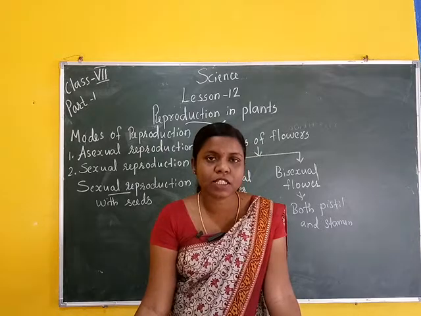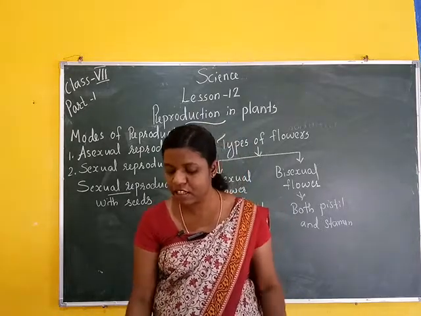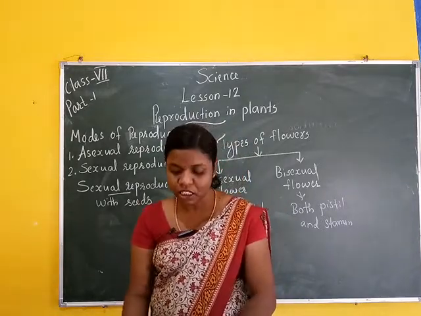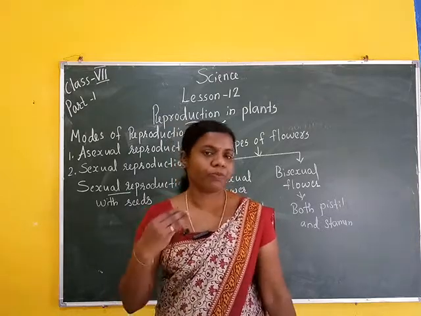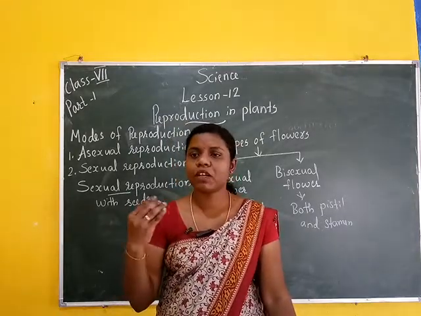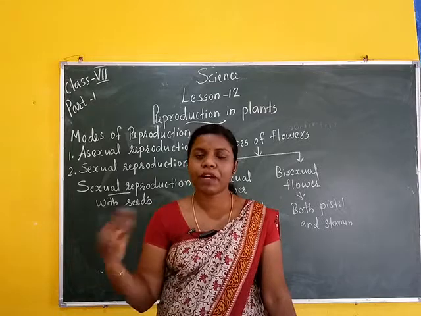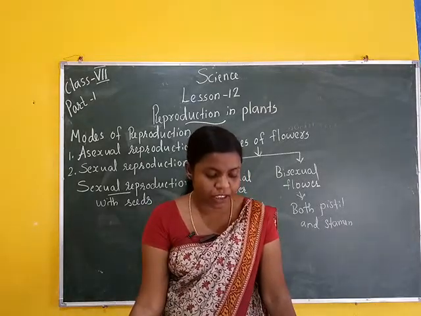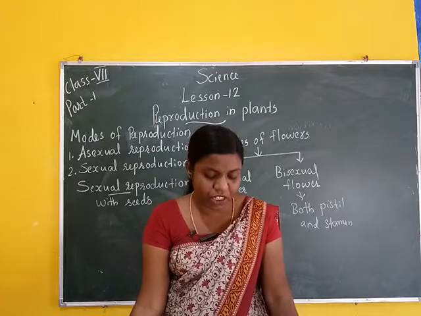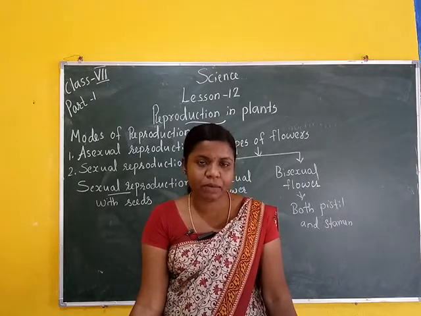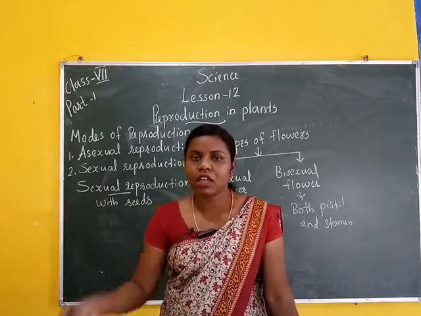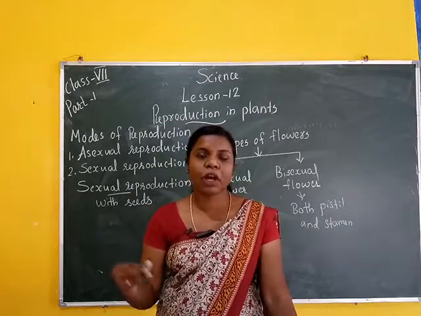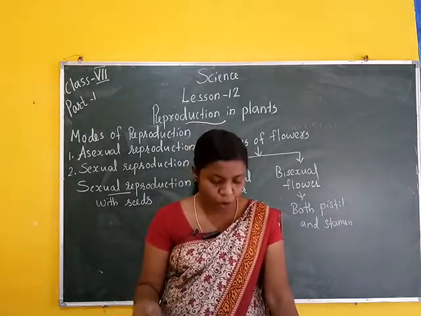Next is pollination. How do plants transfer pollen grains from one flower to another? The transfer of pollen from the anther to the stigma of a flower is called pollination. That means when pollen is transferred from the anther to the stigma of the flower, it is called pollination.